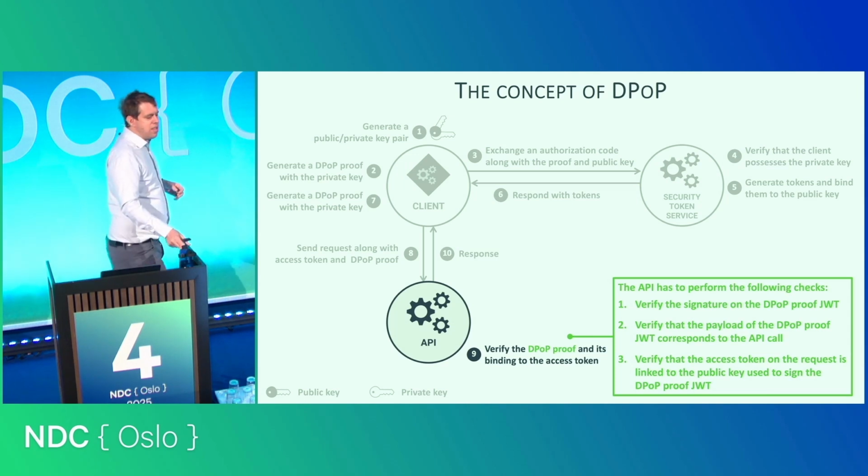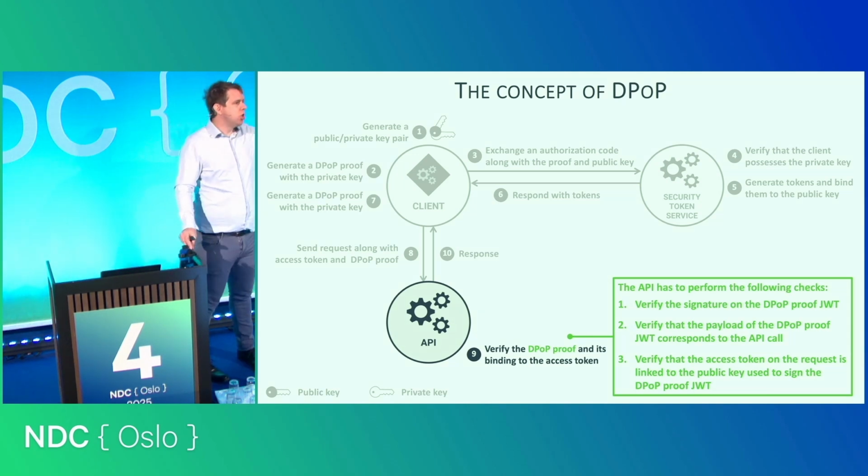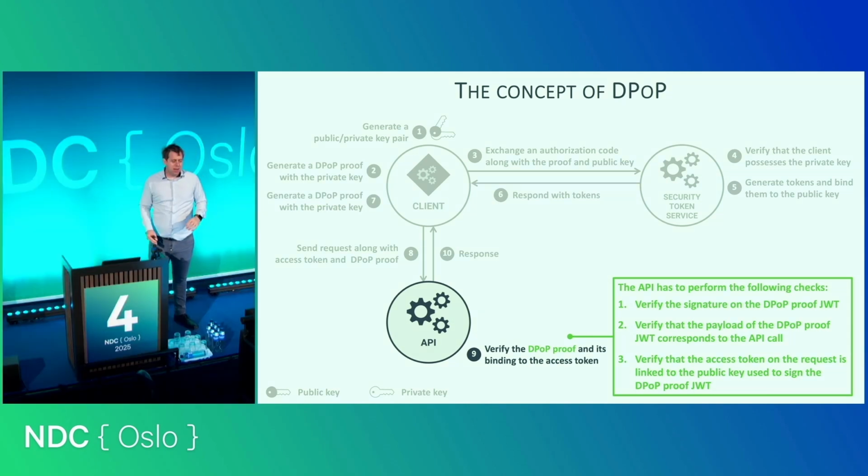In a nutshell, the API will verify the signature on the JWT proof. It will ensure that the payload corresponds to the actual API call, like that it's the right endpoint and the right method. And it will ensure that the access token in the request is correctly linked to the DPoP proof and so on. And of course that the public key in the token matches the public key embedded in the proof. All of these things have to be checked by the API. And that basically gives us sender constraint access token on the application level.